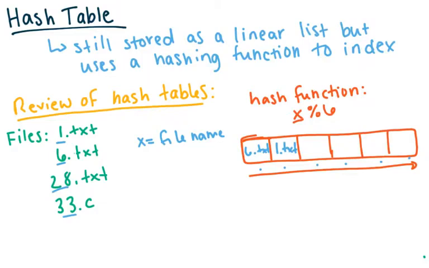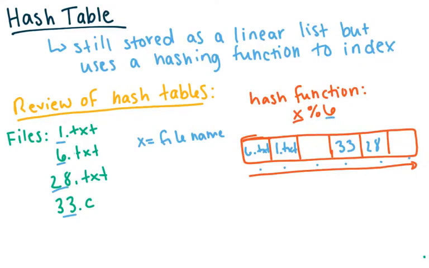28, so that's going to be 4 with 4 remaining. So 0, 1, 2, 3, 4. So 28 is going to go here. 33 is going to be 5 with 3 remaining. 0, 1, 2, 3. So 33 will go here. Okay, so it's guaranteed to put everything in the right place or within these 6 entries.